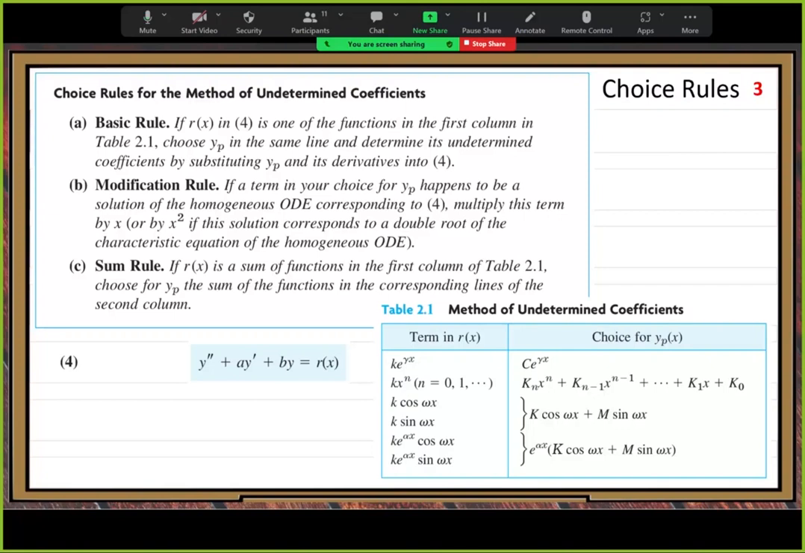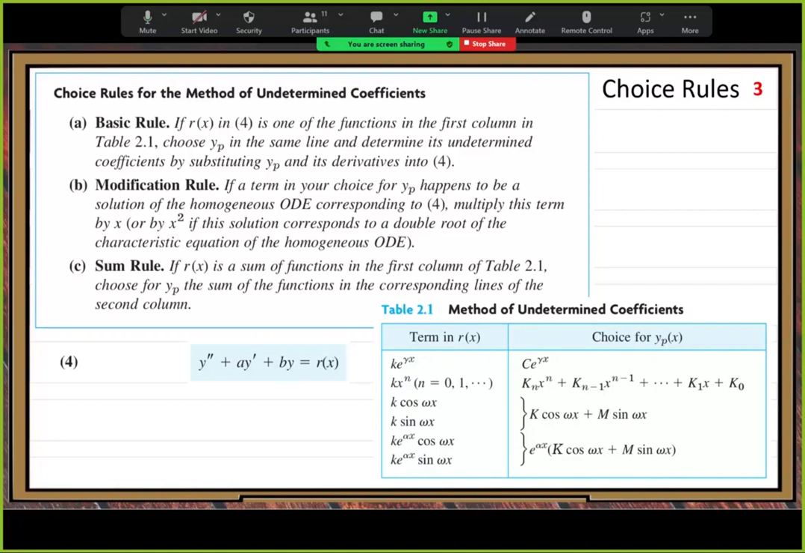So it tells us, when you see the first one, when you make a choice for YP, you should use this. It gives you this explicit YP form.